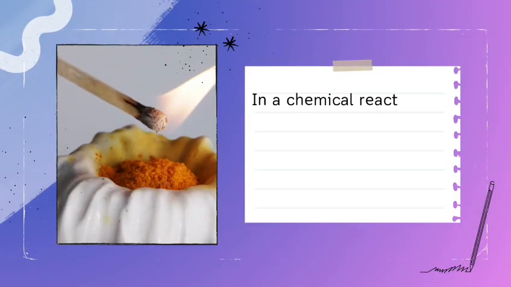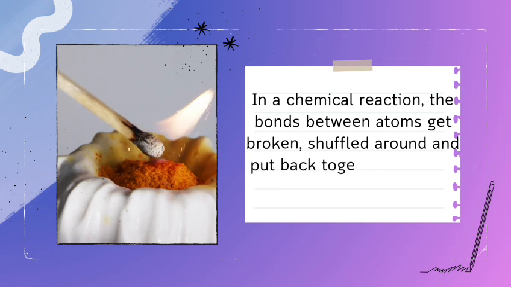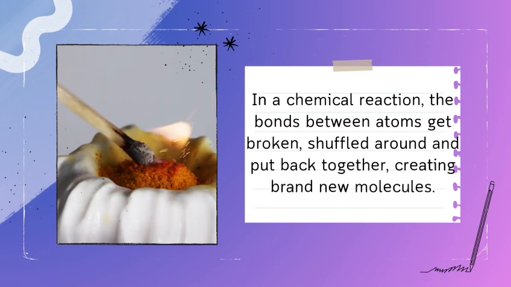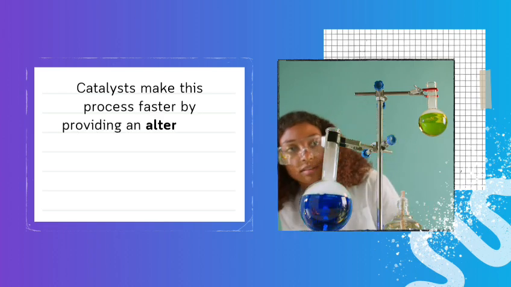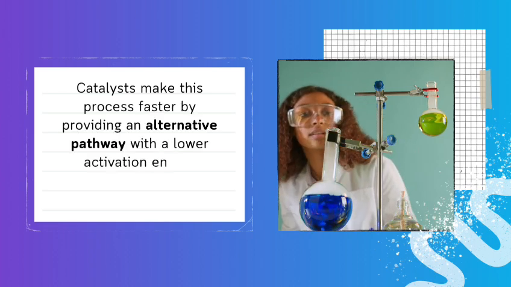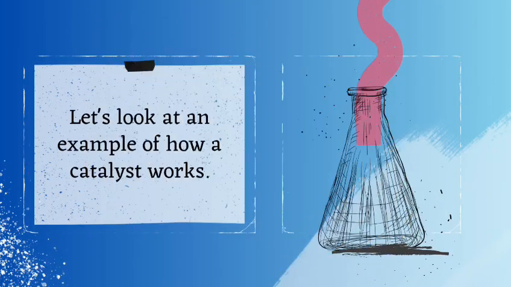How do catalysts work in a chemical reaction? In a chemical reaction, the bonds between atoms get broken, shuffled around and put back together, creating brand new molecules. Catalysts make this process faster by providing an alternative pathway with a lower activation energy, that is, the minimum energy needed for a reaction.